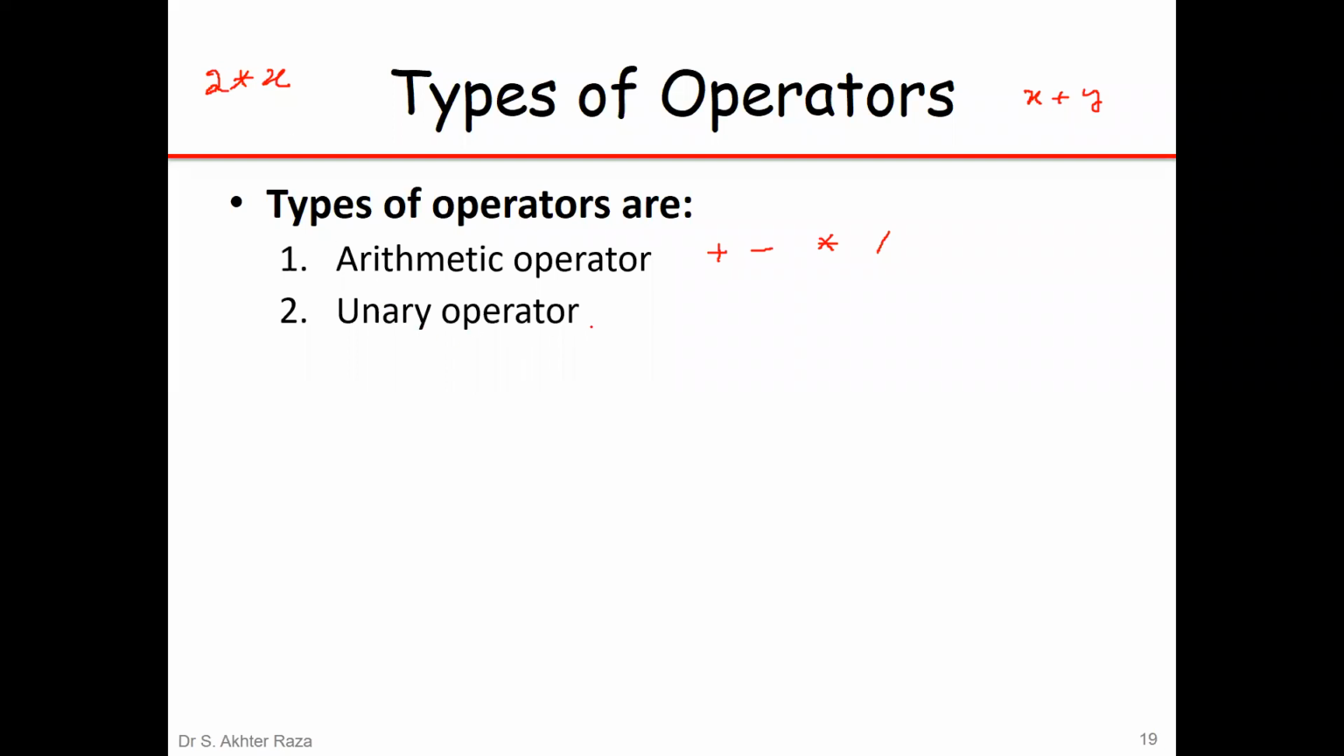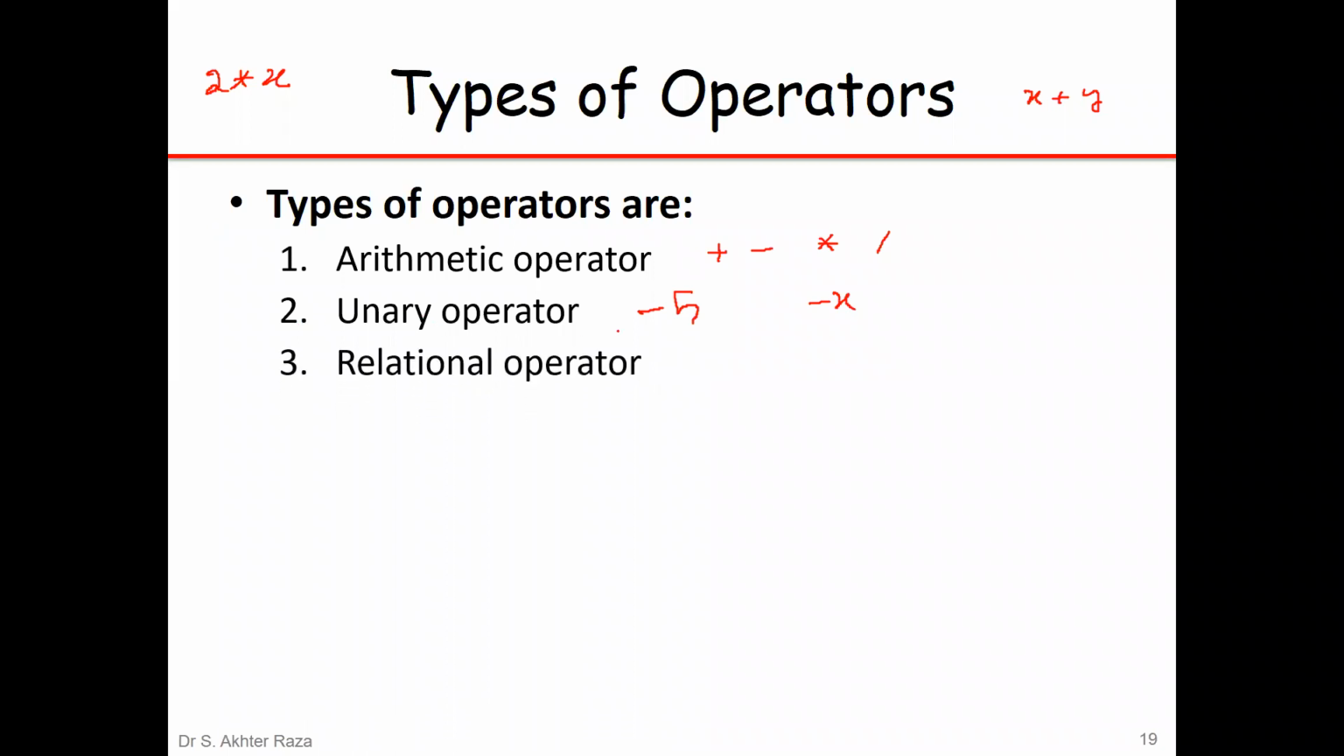Unary operators are those which need one operand. Like suppose I want to define minus 5. So minus 5 is what? There is no other symbol I have here. Minus 5 is called a unary operator. Minus x is called a unary operator because we have only one operator and one operand. So unary means one, and binary means two. It needs two operands. It needs one operand.